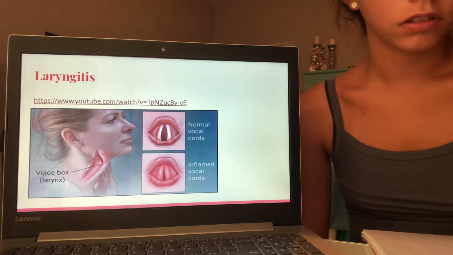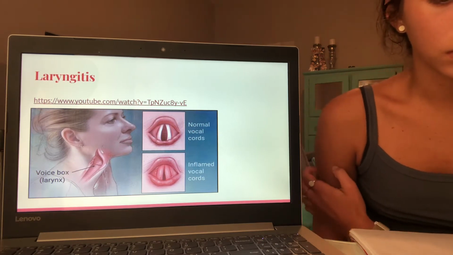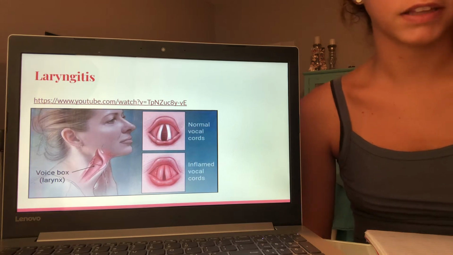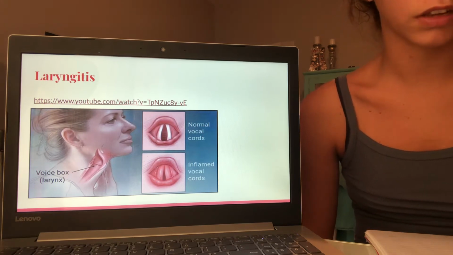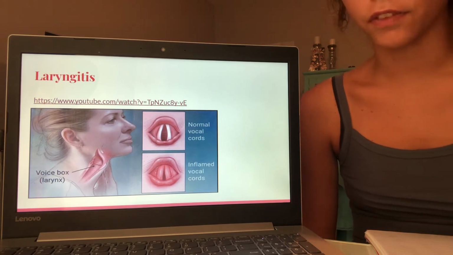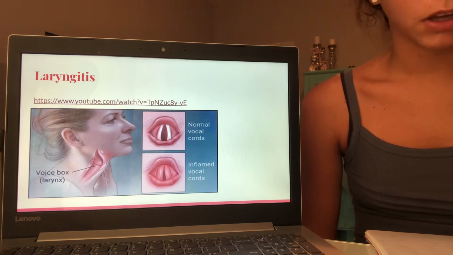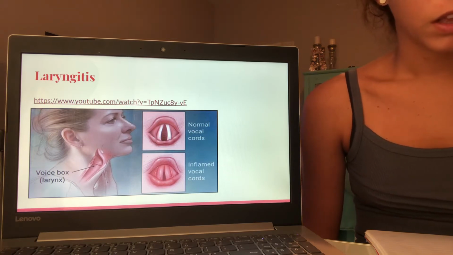This swelling causes distortion of the sounds produced by air passing over them. As a result, your voice sounds hoarse. In some cases of laryngitis, your voice can become almost undetectable.